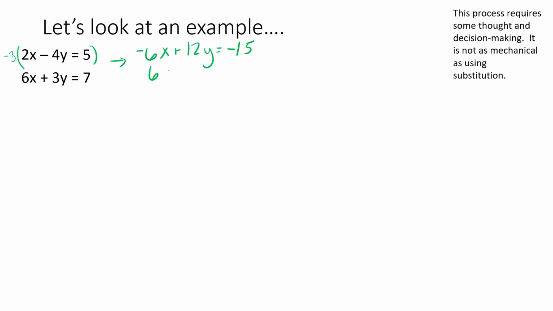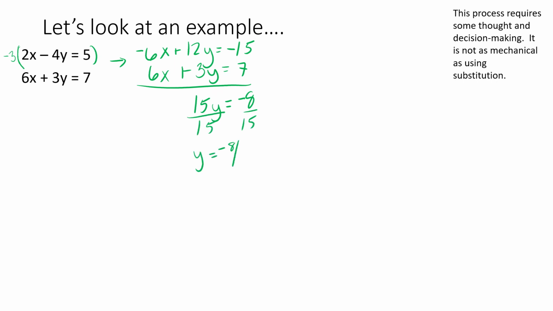And then I'm just going to copy that other equation over. And now we can add going down. -6x plus 6x is 0. 12y plus 3y is 15y. And -15 plus 7 is -8. Divide both sides by 15, and I get y is equal to -8/15.